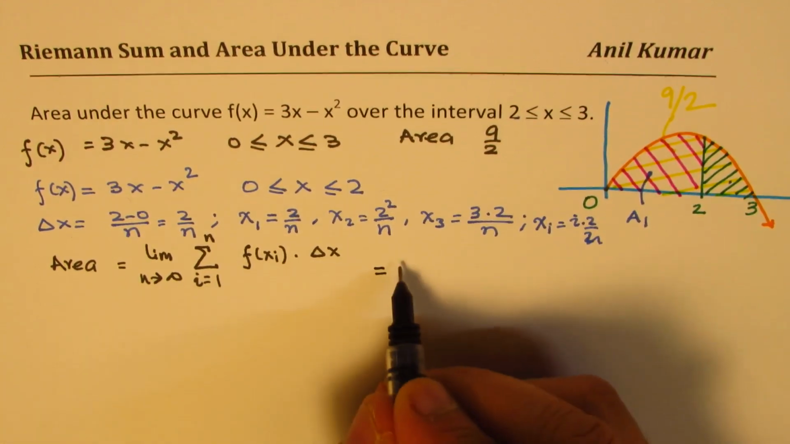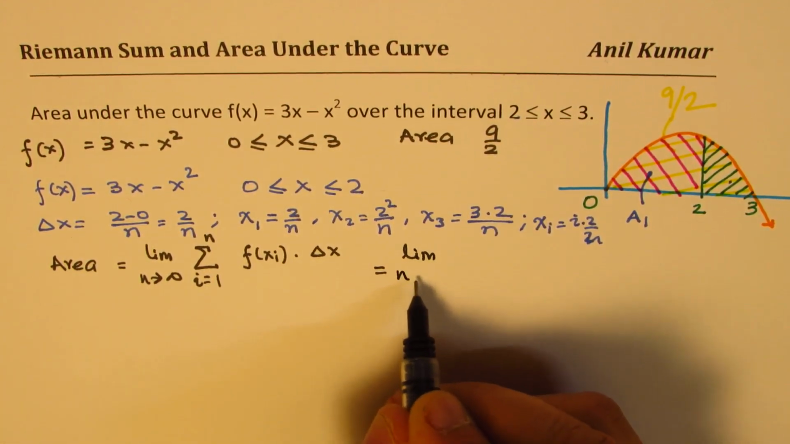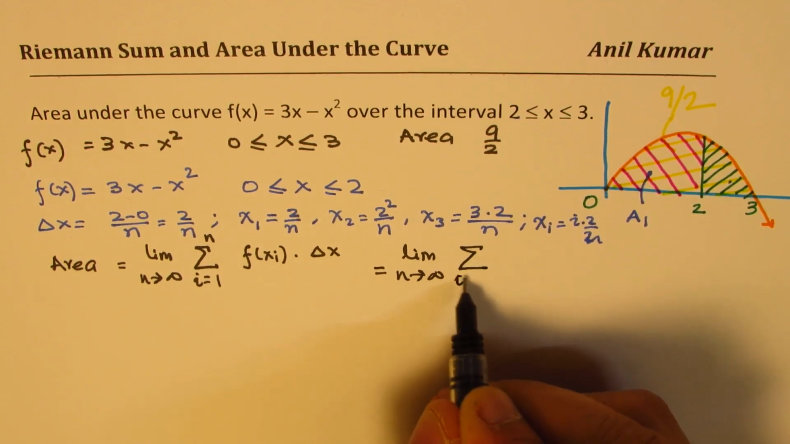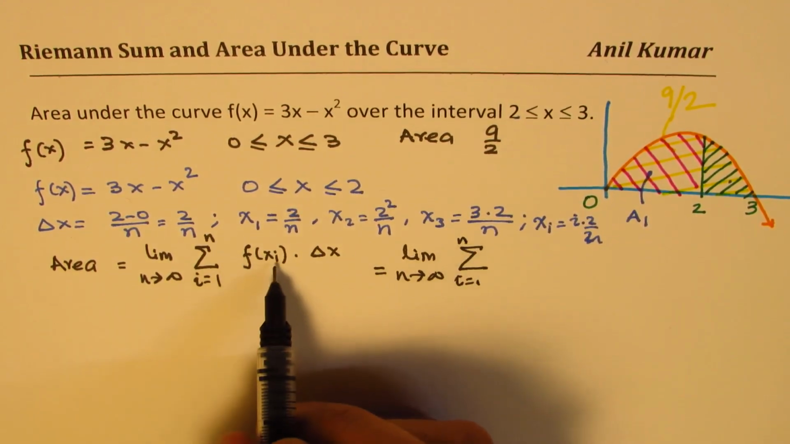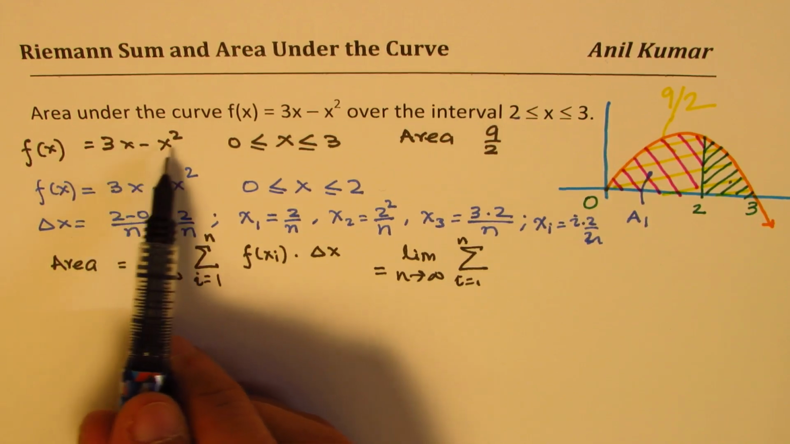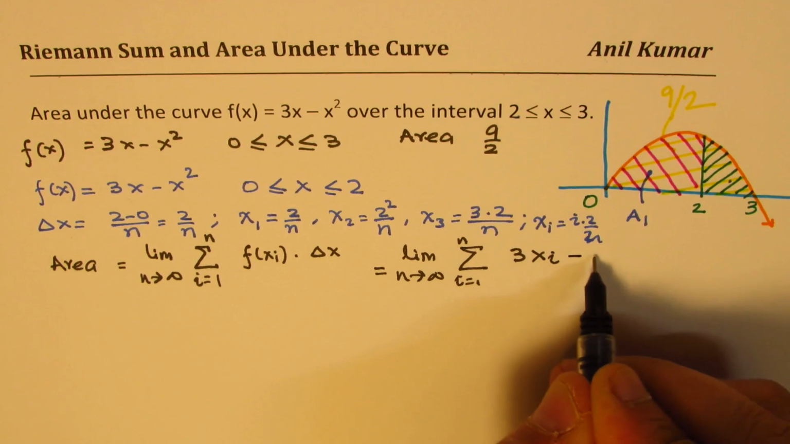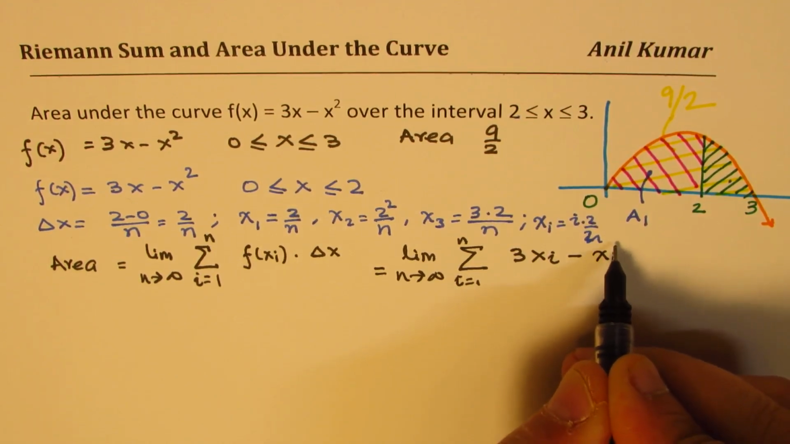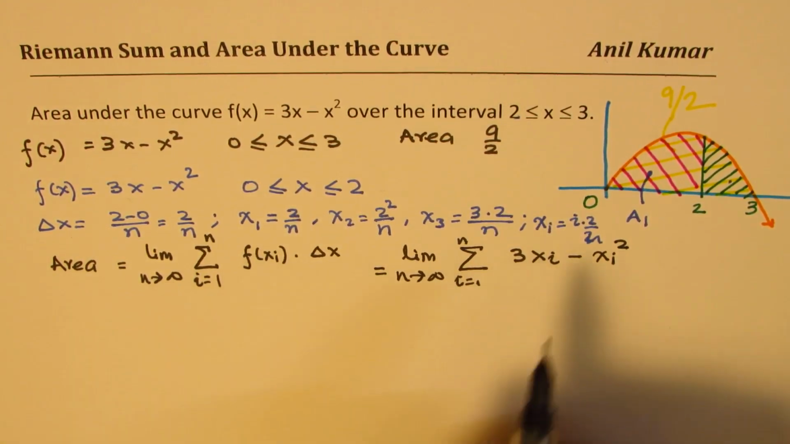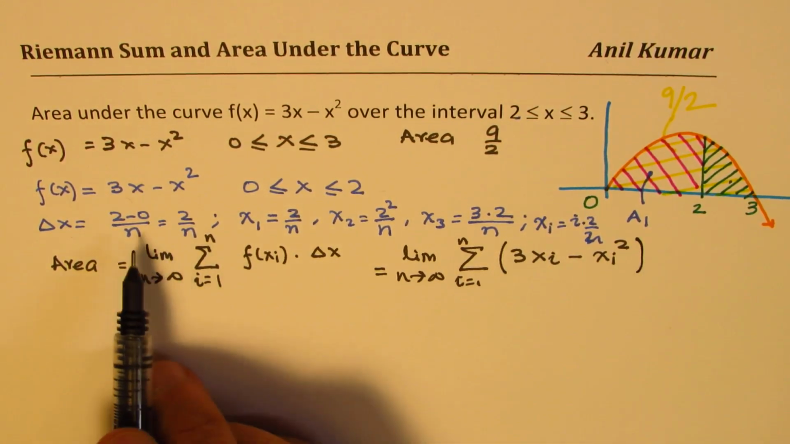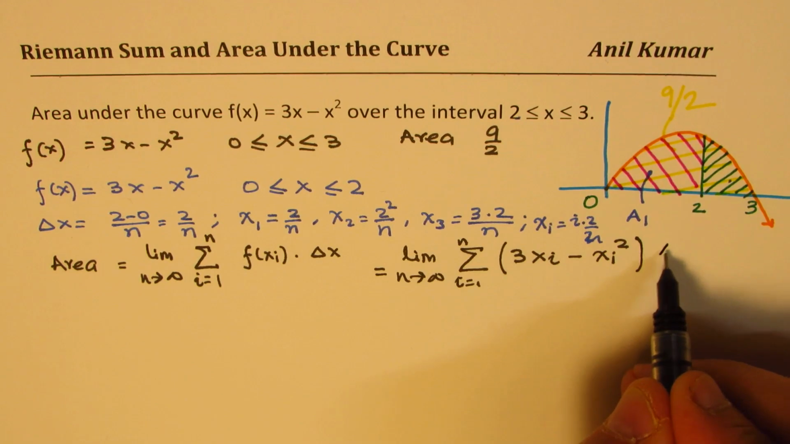Now, we know all these things, so we could now write this down. We have to substitute xi into f of xi, right? So we get 3 times xi minus xi square, right? And we have to multiply all this by delta x.